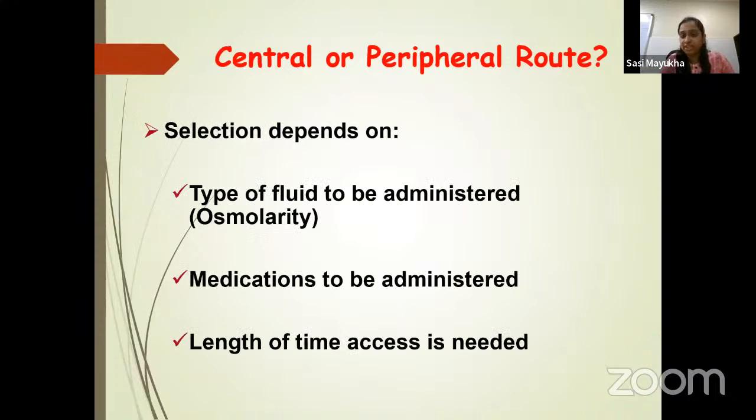So if you see why central or peripheral route, usually the selection depends upon the type of fluid, the medications to be administered, and the length of time of access. Because this is very important in an ICU setup, when a patient comes, when you have to give a lot of inotropic support, when you need dialysis, you need a central access rather than a peripheral route.